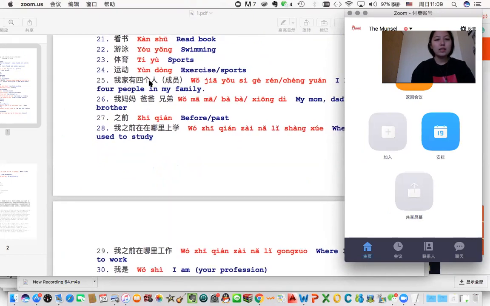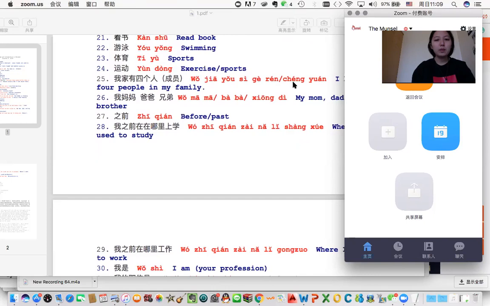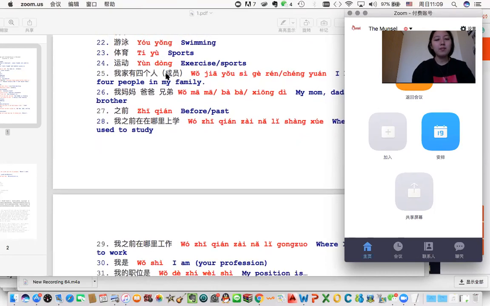And 我家有4个人, I have 4 people in my family. 人 is people and 成员 is member. So you can either say 我家有4个人 or 我家有4个成员. They all mean I have 4 people in my family.